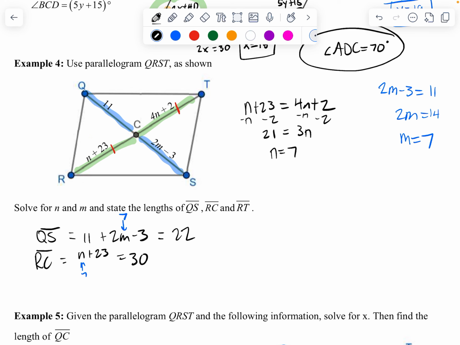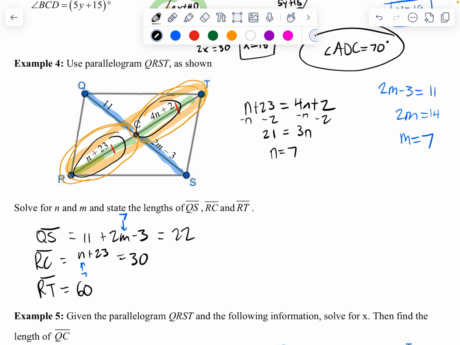All right, now the last but not least, we have RT, which is the whole thing. Now keep in mind, if I know that this little segment here is 30, and this is congruent, that means that's 30 plus 30, RT equals 60. Or you could literally set it up as n plus 23 plus 4n plus 2. Plug in n, you'll get 60.